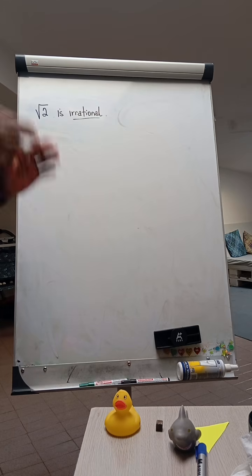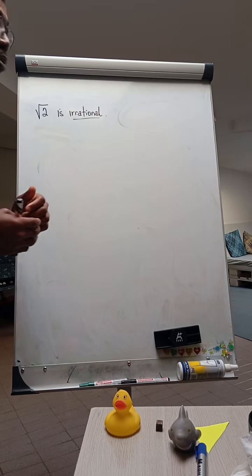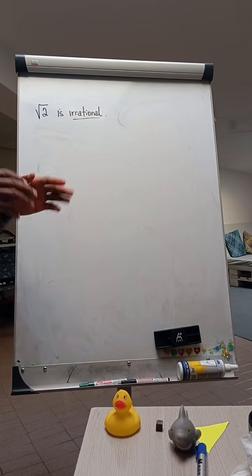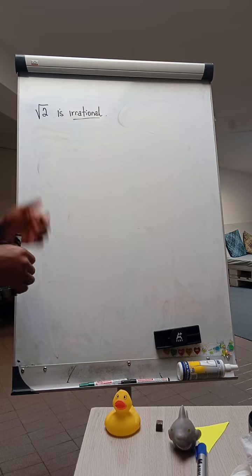Hello everybody, today we have a problem before us. And what do we do to problems? We attempt solving them. So the problem we have before us is: the square root of 2 is irrational. Prove that the square root of 2 is irrational.